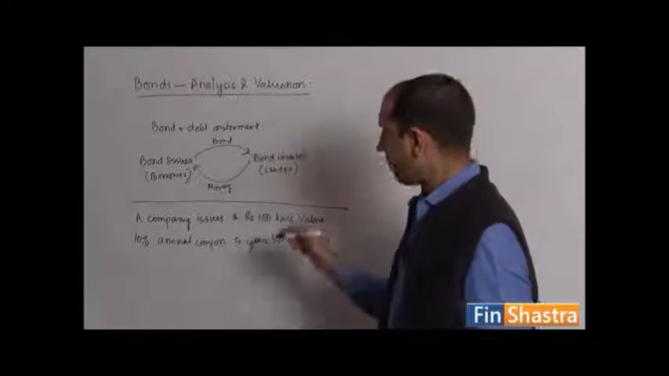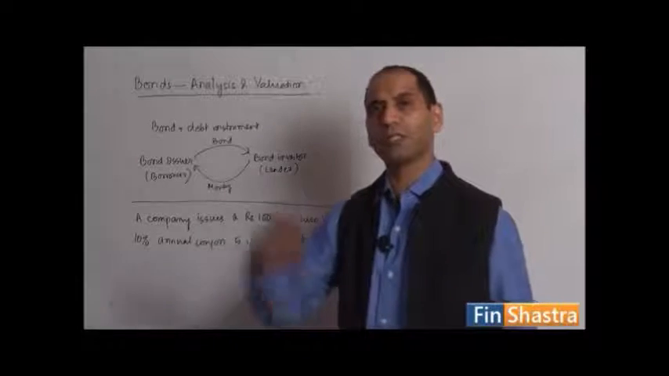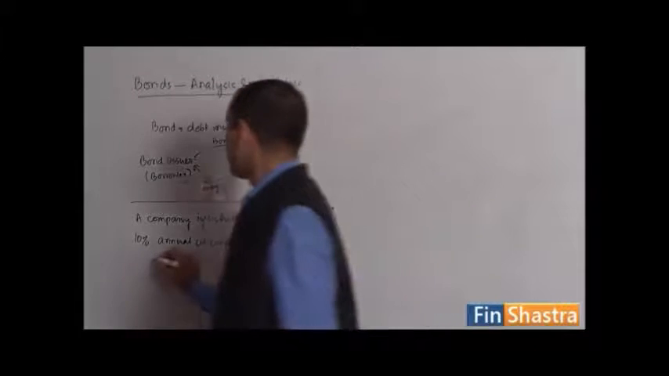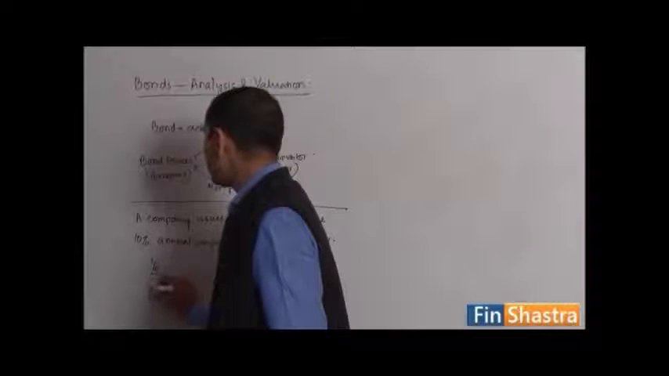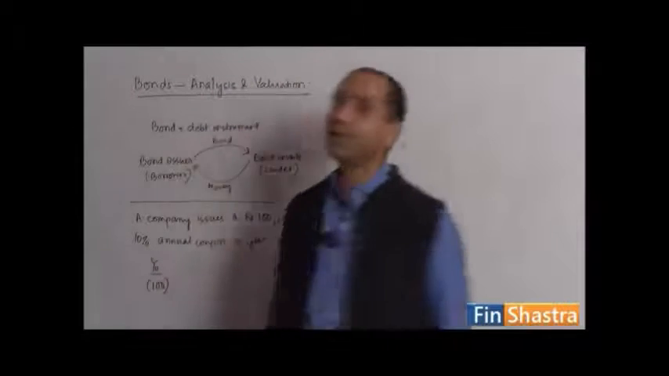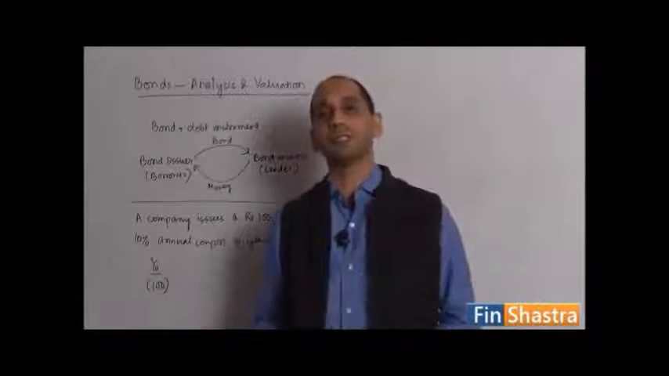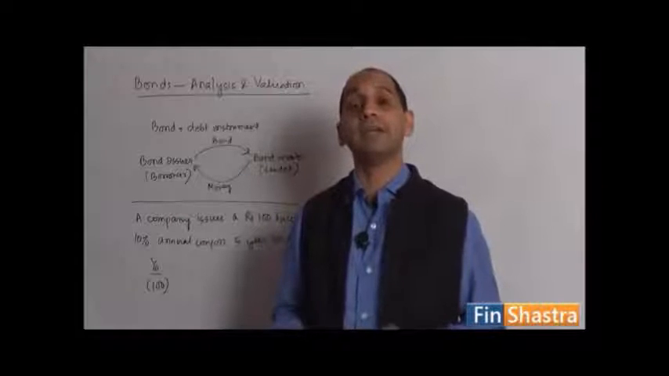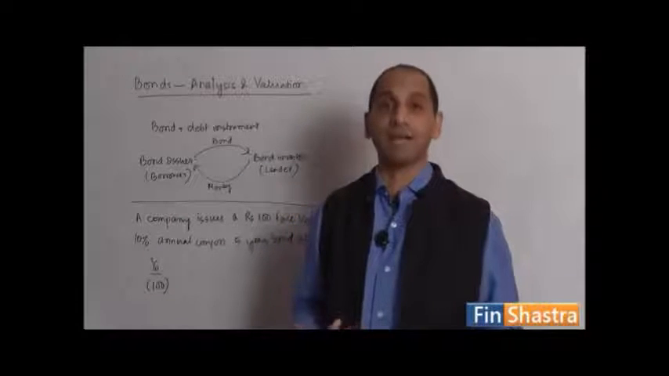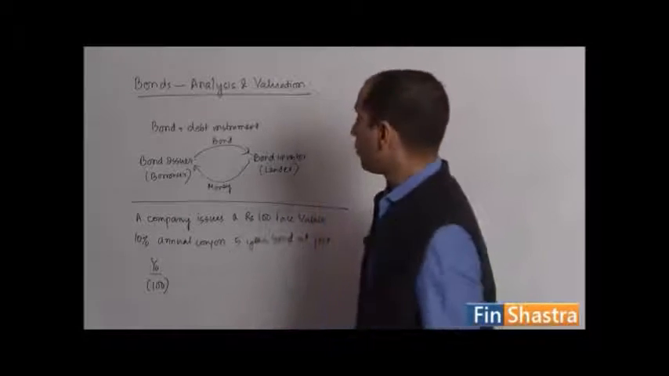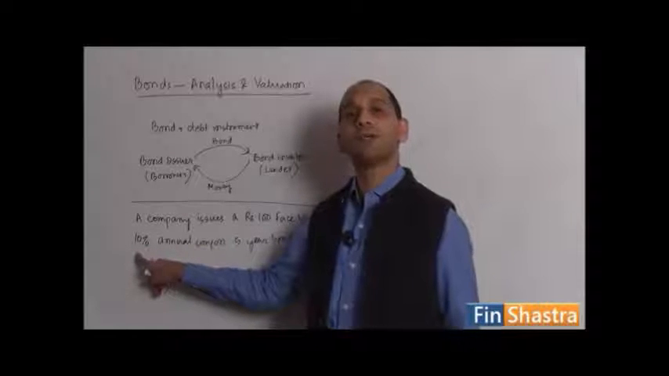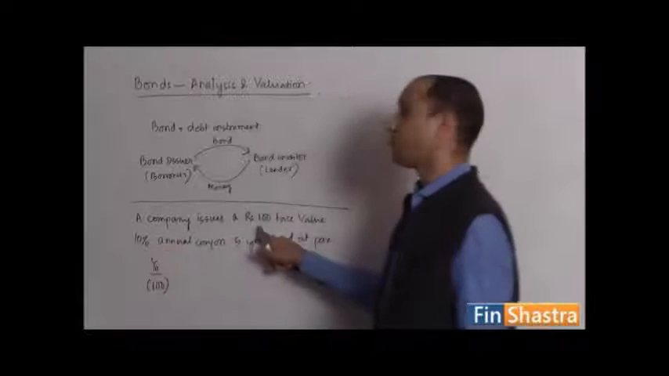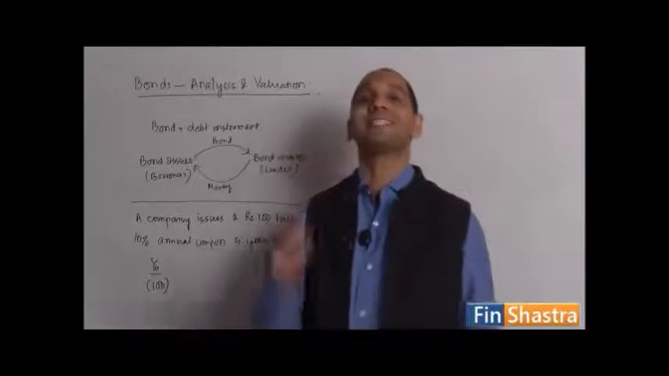Now, having sold it for rupees 100, what does it mean for an investor? Let's look at it in terms of cash flows. That means today he pays rupees 100 for this bond, and in turn he has made himself eligible for a series of cash flows. What cash flows? What is the coupon that this bond promises to give to the investor? 10%. Now 10% is with respect to face value. So 10% of rupees 100 is 10 rupees.